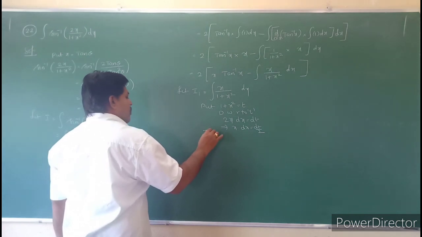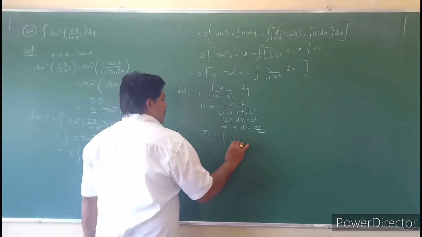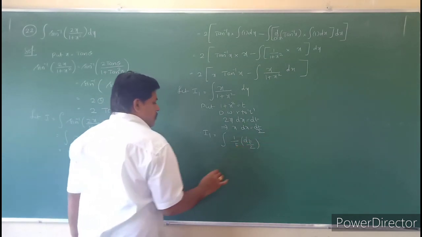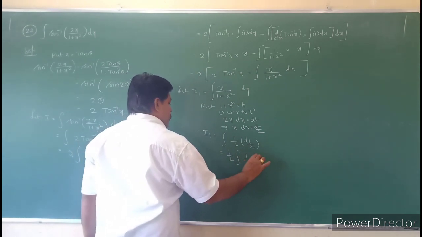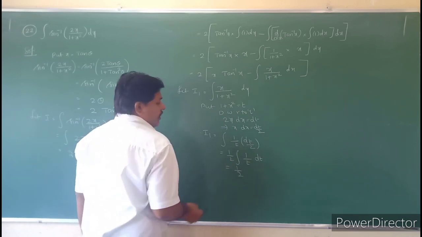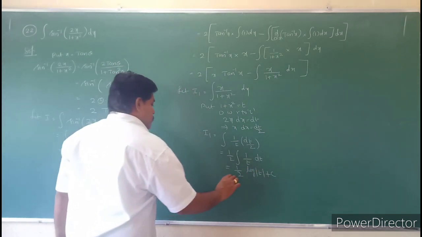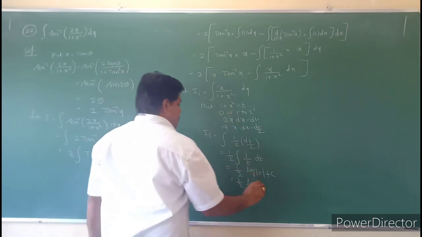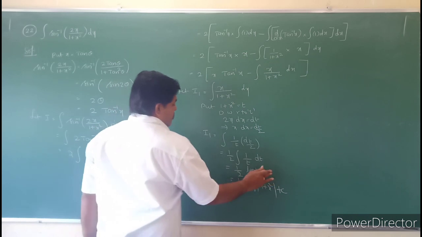Therefore I1 is equal to integral of 1 by t into dt by 2. Take the 1 by 2 out, it becomes 1 by 2 into integral of 1 by t. Integral of 1 by t is nothing but log mod t plus c. So that is equal to 1 by 2 into log, what is the t value? The t value is 1 plus x square. So log of 1 plus x square plus c. I don't take the c value here.